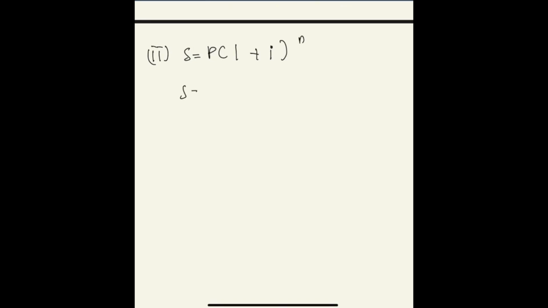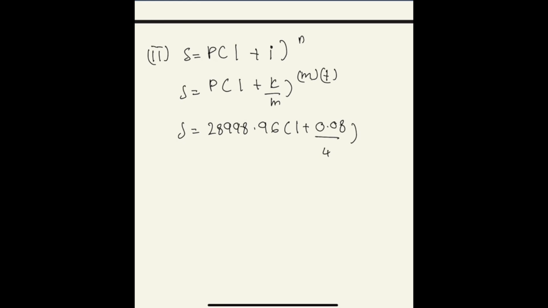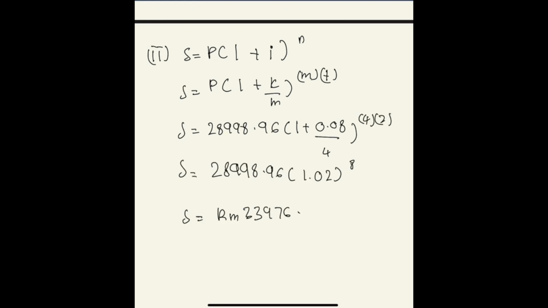For the second Roman, we're going to use exactly the same method, but we will change the numbers. So S equals P(1 + k/m)^(mt). After we substitute the numbers, P will become 28,998.96 and the t will change to 2 years. So we're going to get RM 33,976.90. That's all.